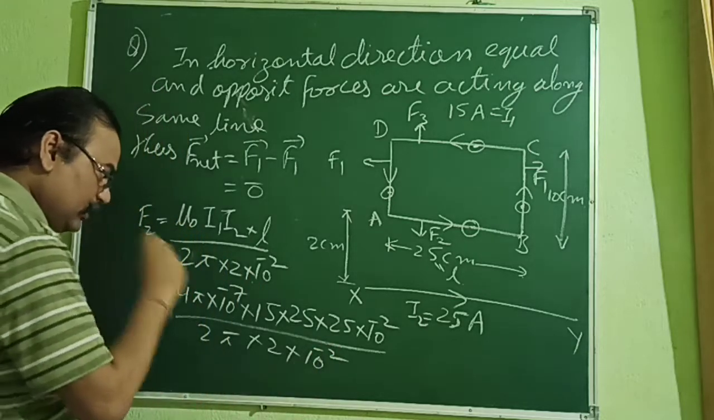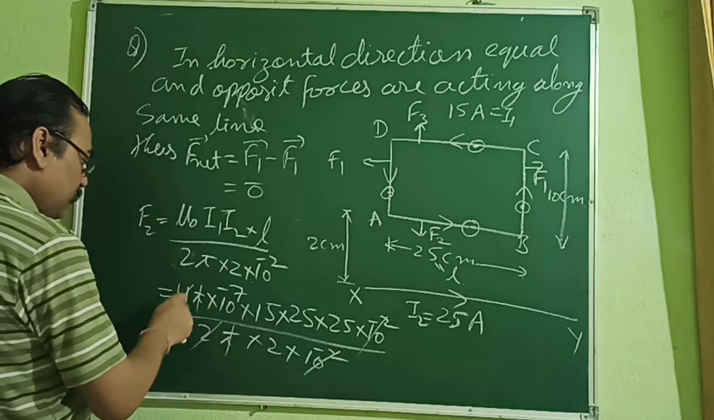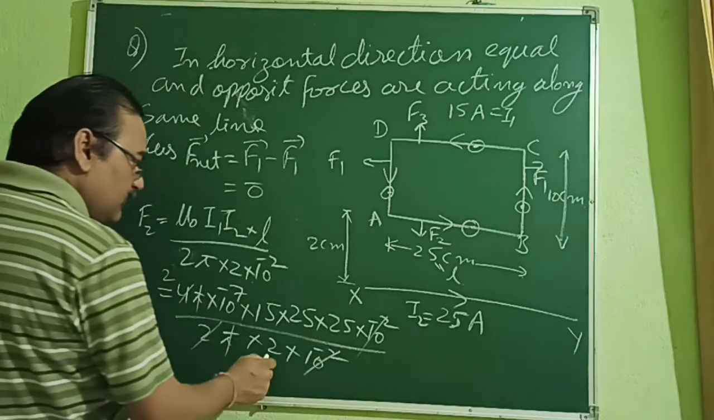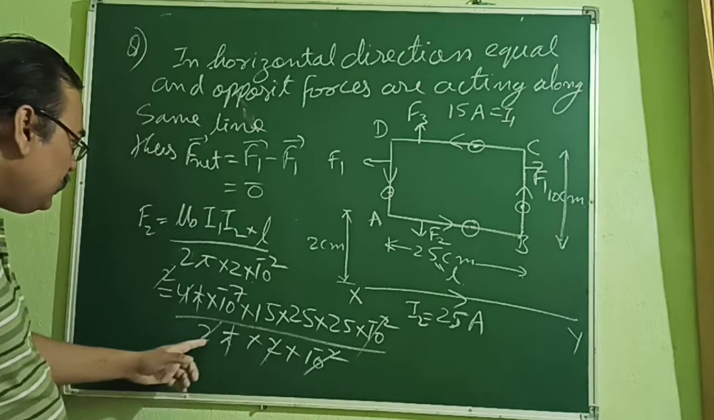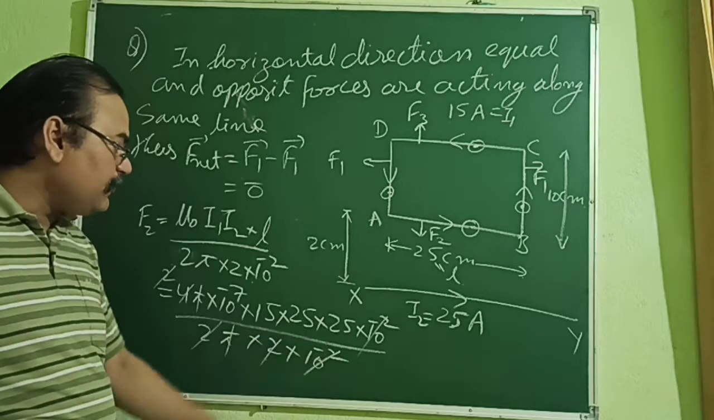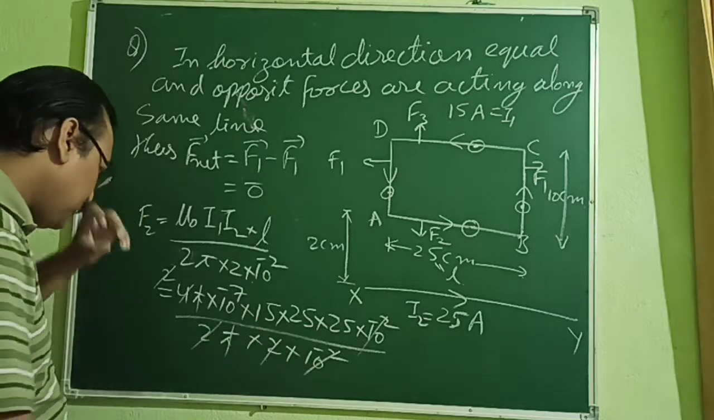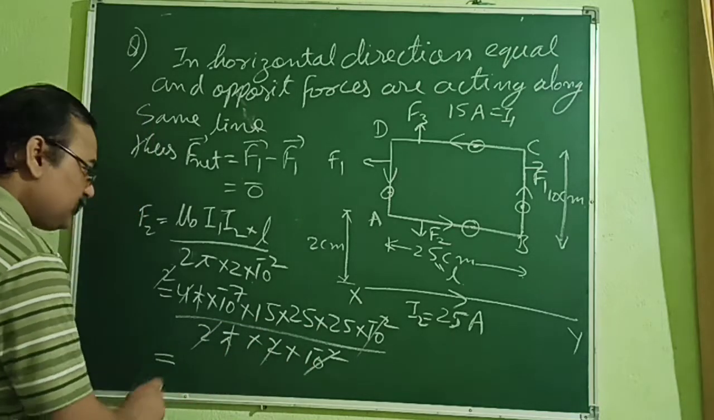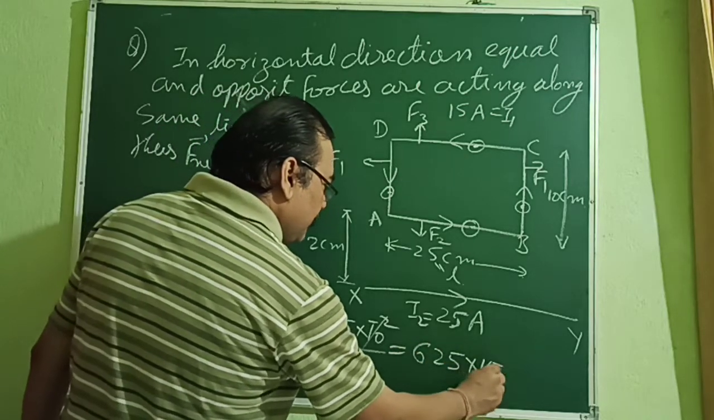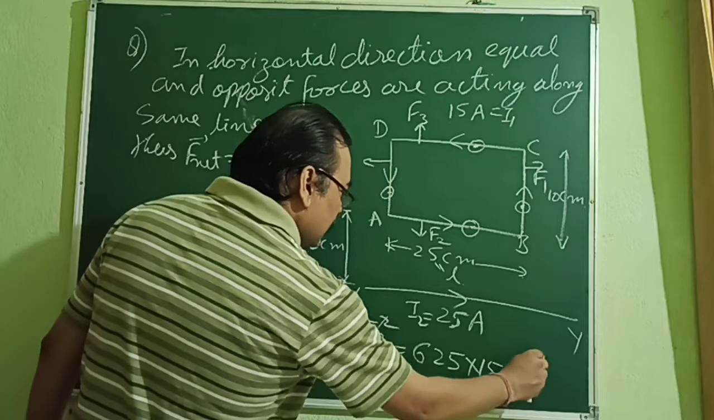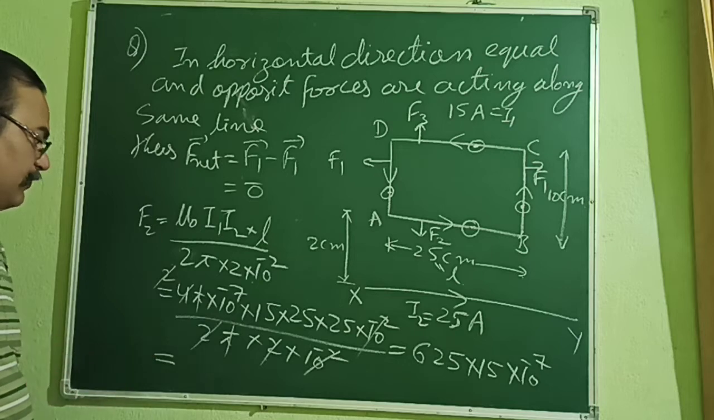Now the 10 raised to the power minus 2 cancels out. This pi we can cancel. We can cancel 4 by 2. Another 2 is left, so we can cancel this 2 also. So what we have got is 15 into 25 into 25. 25 into 25 is 625, we know that. 625 into 15, so let us do the calculation part. Here we got 625 into 15 into 10 raised to the power minus 7. Only 4 terms are left.